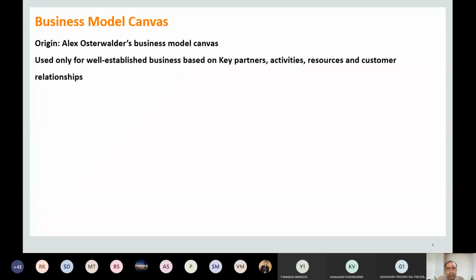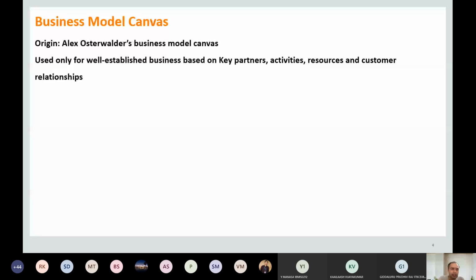If there is already an organization prevailing, this business model canvas will work very well. You may ask whether this model is not for startup entrepreneurs. No, this is the foundation for startup entrepreneurs also. How? That's what we are going to look into in this module. It is based upon the key partners, activities, resources, and customer relationship. As I told you, this is for well-established, already running businesses, and is not suitable for entrepreneurs in the early stages of launching their product or service. So this is what you should understand about the business model canvas: it is only for well-established businesses.